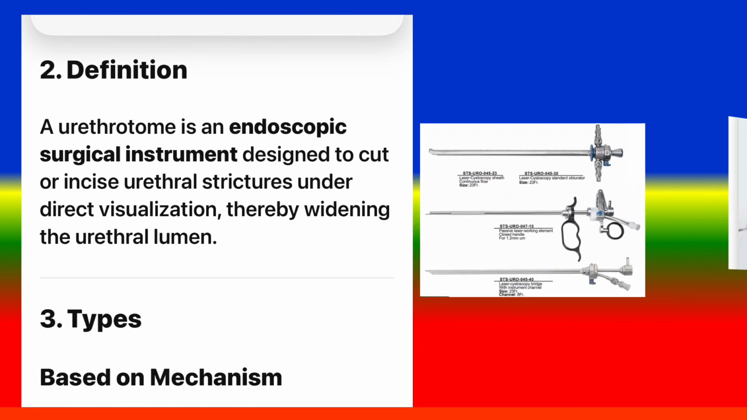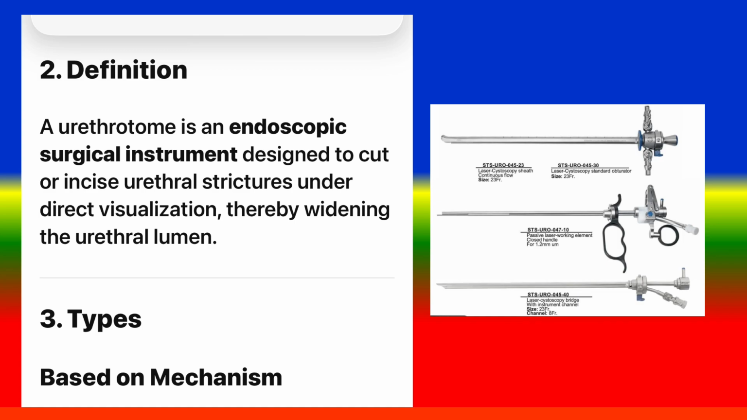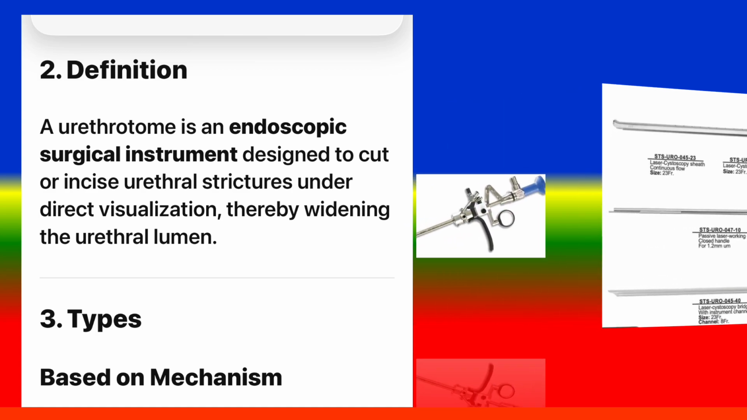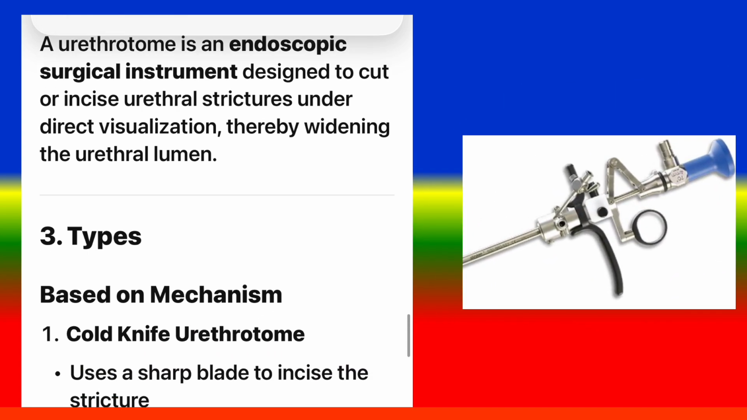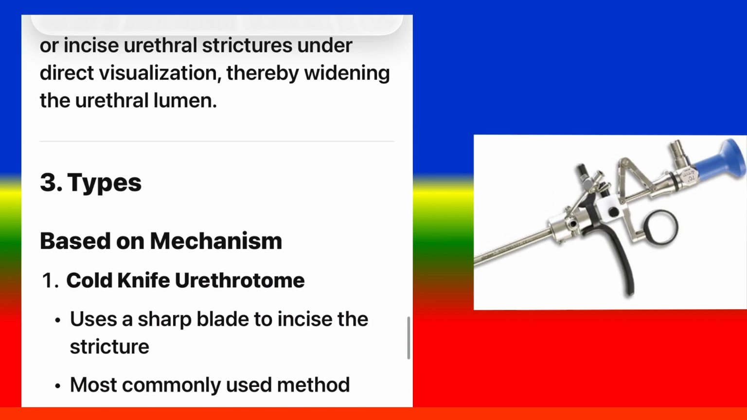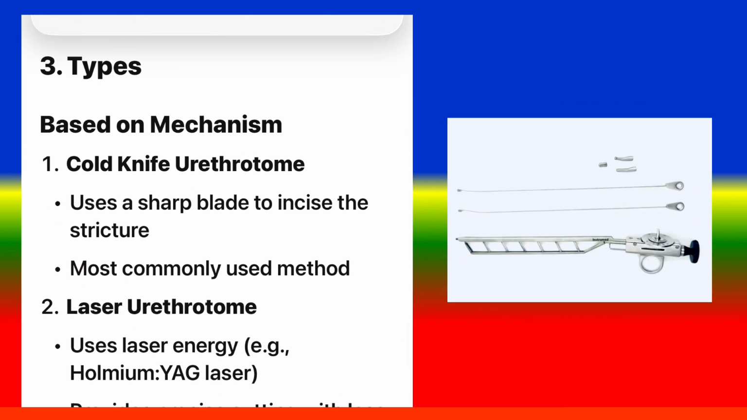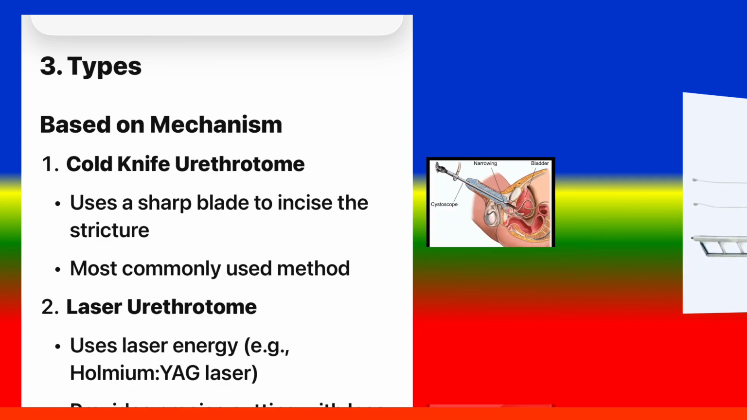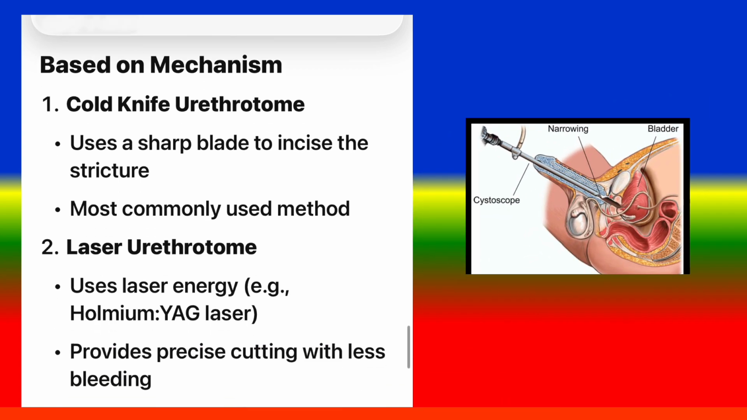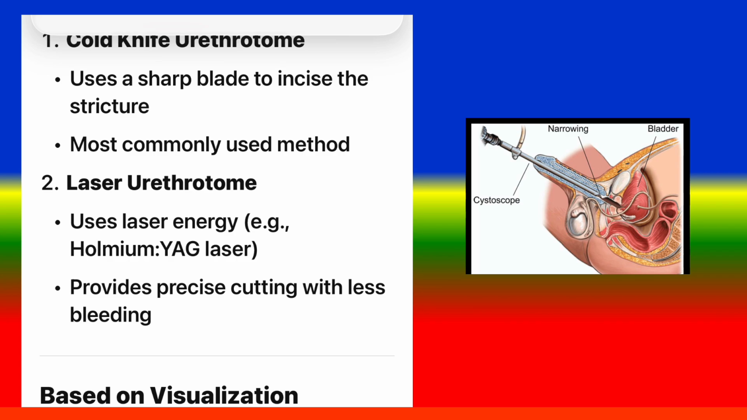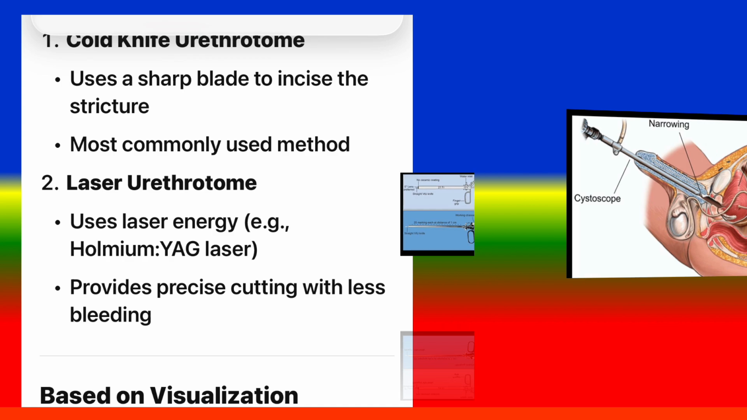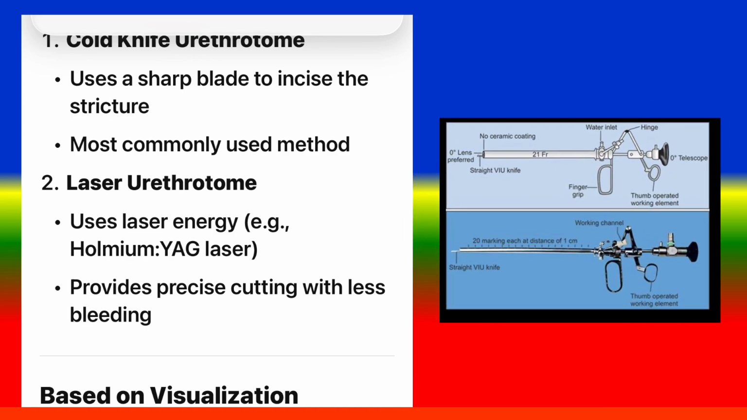2. Definition. A urethrotome is an endoscopic surgical instrument designed to cut or incise urethral strictures under direct visualization, thereby widening the urethral lumen. 3. Types, based on mechanism. 1. Cold knife urethrotome uses a sharp blade to incise the stricture, the most commonly used method. 2. Laser urethrotome uses laser energy, e.g. holmium YAG laser, and provides precise cutting with less bleeding.